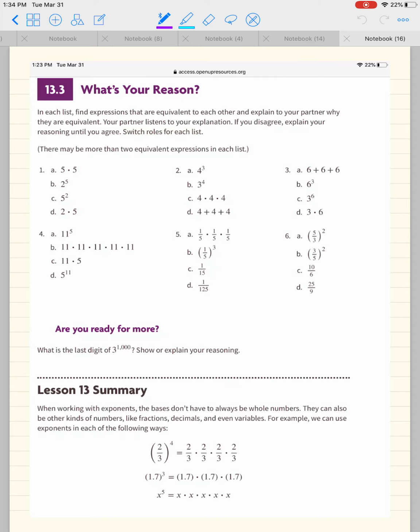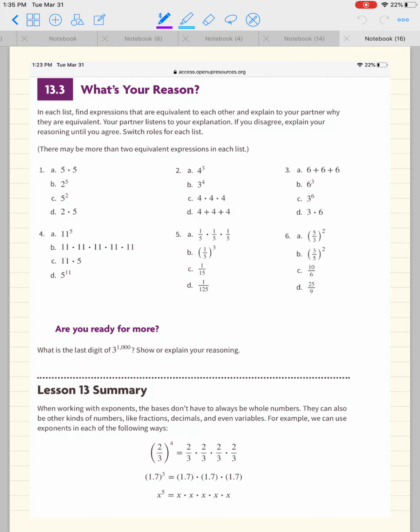Okay. In each list, find expressions that are equivalent to each other and explain to your partner why they are equivalent. Okay, so we don't have a partner. So you just have to explain to yourself, I guess. Anyway, we don't have partners unless you're Ashley and Abby, or you're working with a parent maybe. Just try your best to solve the problems and do it on your own.